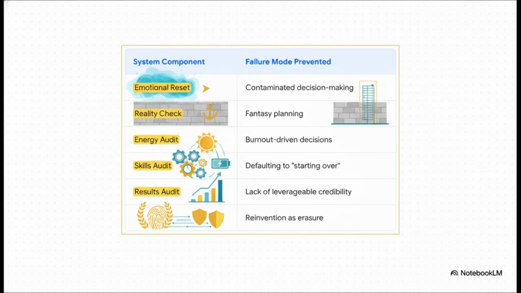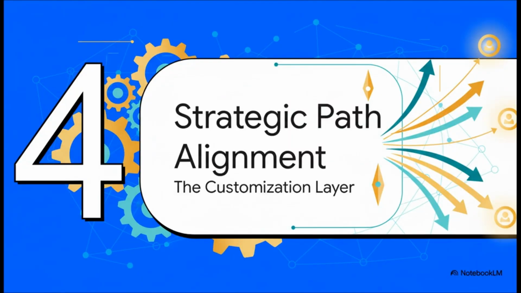See, every single one is a targeted intervention. Okay, so we have a robust core system, but any good system also needs to be adaptable, right? It can't be one size fits all. So that brings us to the next layer in the architecture, strategic path alignment. This is essentially the system's customization layer.